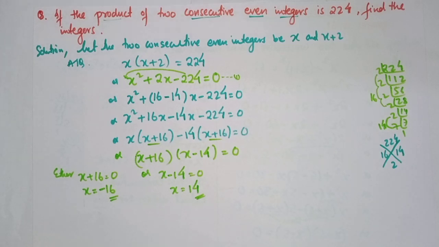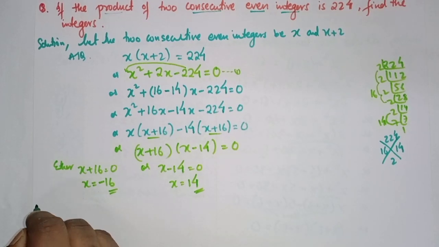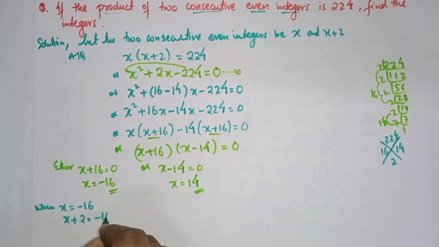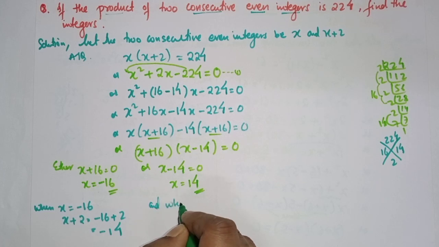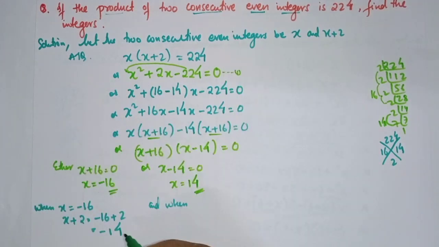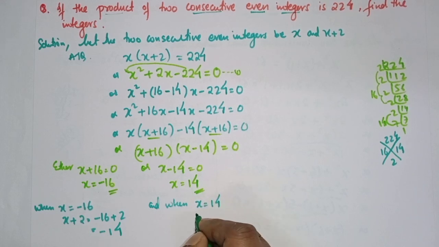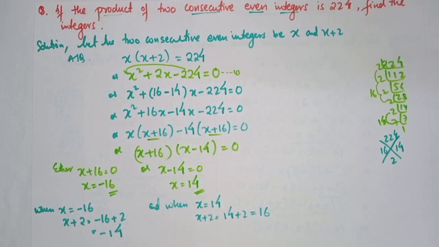Okay, so now what do you want? Integers. So I'll get two answers. When x equals minus 16, what will I get? x plus 2 is equal to minus 16 plus 2, that means here minus 14. And have they told us positive? No. So I can take negative also here. When x equals 14, that means x plus 2 is equal to 14 plus 2 equals 16. So therefore I got the two answers.